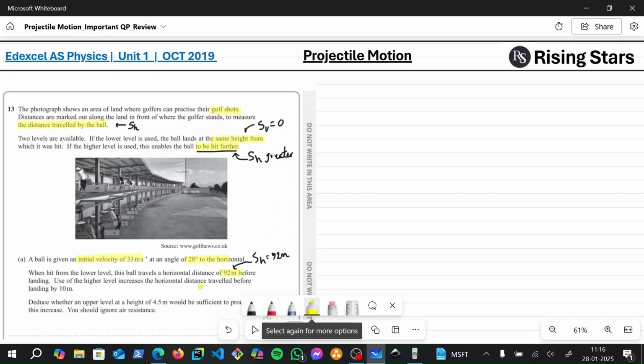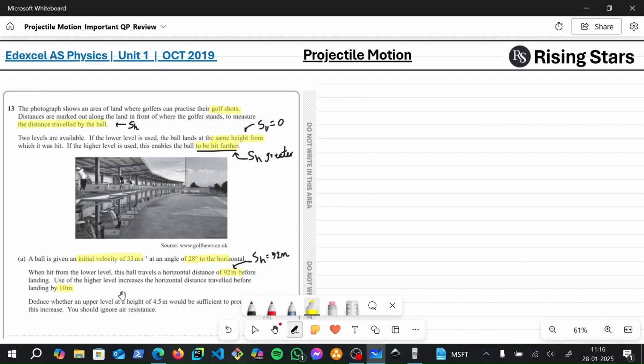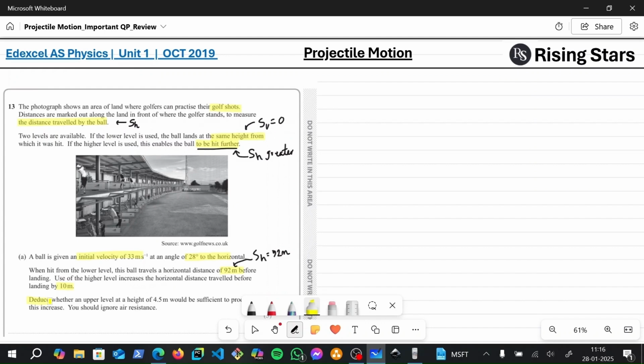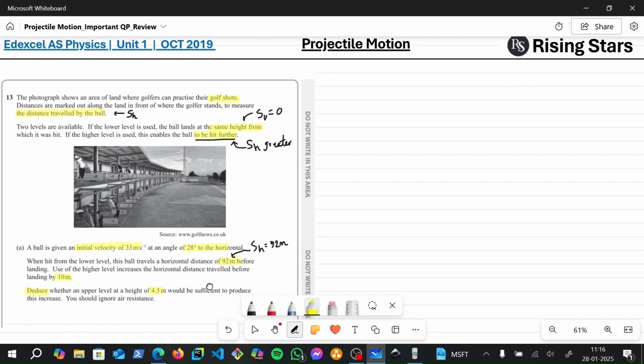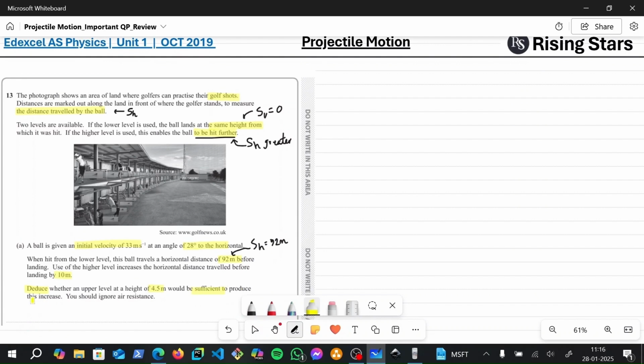If the higher level was used instead, we already have seen that the ball will be hit further if it was hit from the higher level, and that extra distance traveled horizontally will be 10 meters. So here we have that particular increase of 10 meters. Finally, the question wants us to deduce whether an upper level at a height of 4.5 meters would be sufficient to produce this increase. You should ignore air resistance.